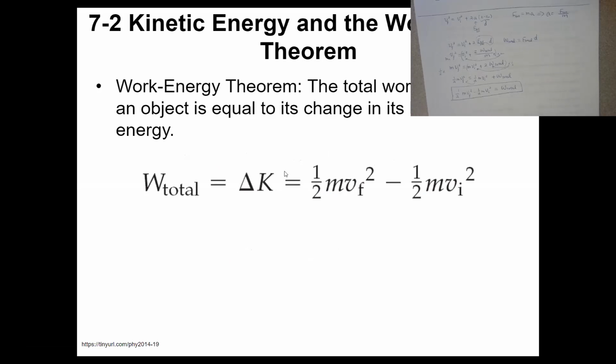So this is the work-energy theorem. It says the total work done on an object is equal to its change in kinetic energy, okay? So total work equals the change in K, delta K, where K stands for kinetic energy, all right? That's equal to 1/2 m v squared minus 1/2 m v initial squared, okay? So this is the work-energy theorem.